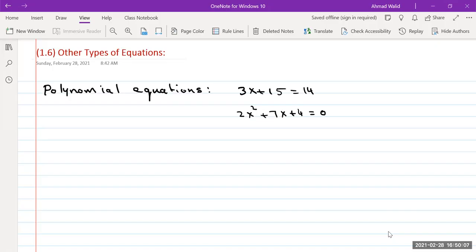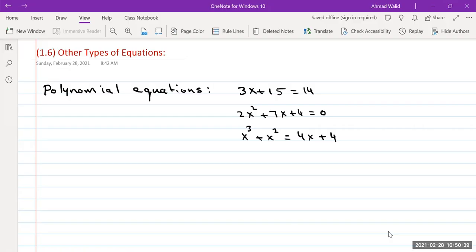Or if I write x cubed plus x squared equals 4x plus 4, the special name for this equation will be a cubic equation. But in general, we call it a polynomial equation. Let me explain something to you. I don't know how much you remember from your previous class.